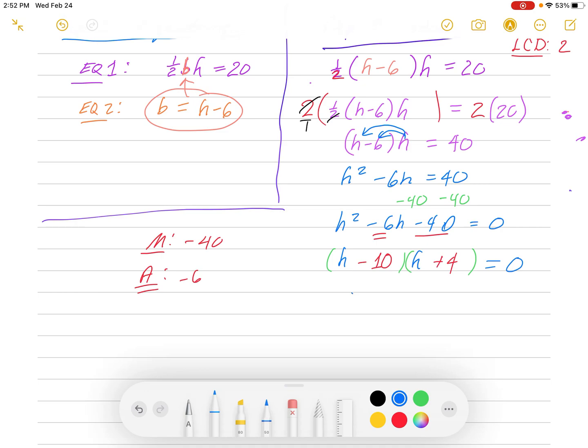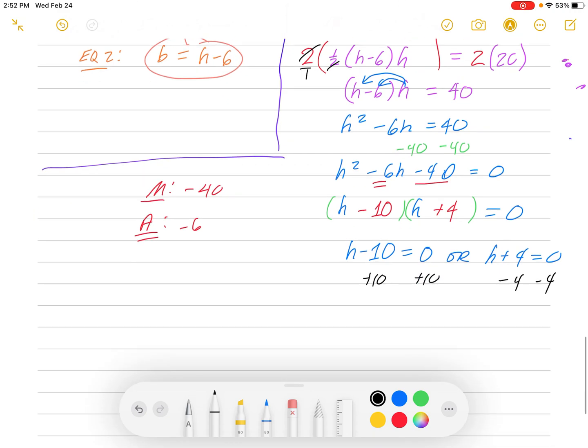And by the zero product property, we can set each factor equal to 0. h minus 10 must equal 0, or h plus 4 must equal 0. One of them must be 0 for sure. So first I will add 10 to both sides. And then on the other equation, I'll subtract 4 from each side, and I'll get that h is 10. That's a possible solution, or h could be minus 4.